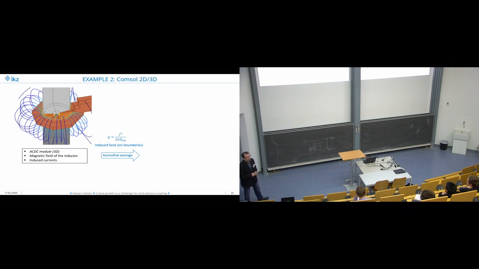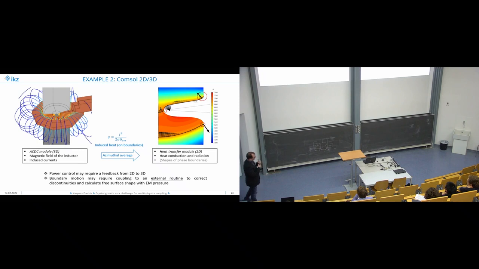This is an example of Comsol, where we have tried to implement as much of the physics as possible in Comsol of this crystal growth process. In this case, we start with a 3D magnetic field calculation. And for this, we use the ACDC module in Comsol, which works very well for this problem. And what we get is induced heat on boundaries. So this is a surface coupling which we use in this case. And then we transfer these induced heat sources. Of course, we need to do a loose averaging first. We transfer these sources to a 2D thermal calculation, which you can see in this case.